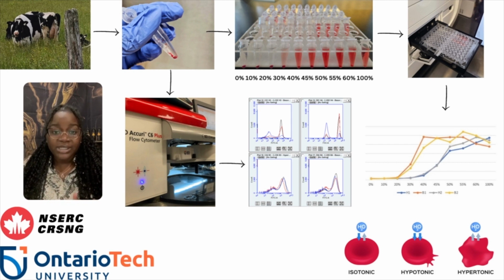A way that we used to test the osmolality in the bovine's red blood cells was through an osmotic fragility test. The osmotic fragility test determines how fragile or delicate red blood cells are to shifts in their environment, especially variations in solution concentrations. We place the red blood cells in a water and PBS, or phosphate buffered saline, mixture with a variety of concentrations.